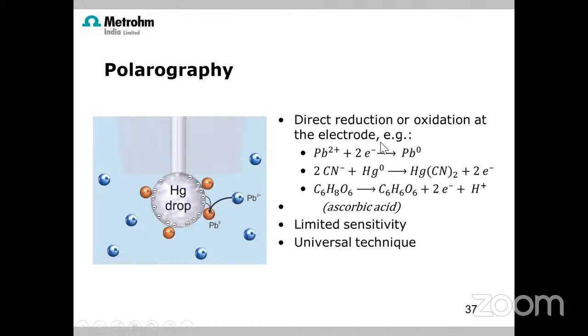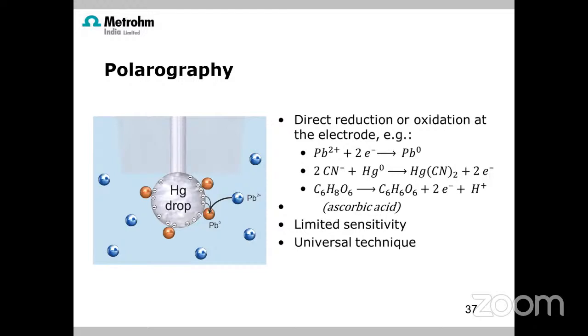Now, this is a reduction reaction. This reduction reaction leads to reduction current, which is proportional to the amount of analyte present in the sample. And this you can use for quantification. But this can be used for higher PPMs only. If I have to determine, let's say, PPB level analysis, this polarography will not help.